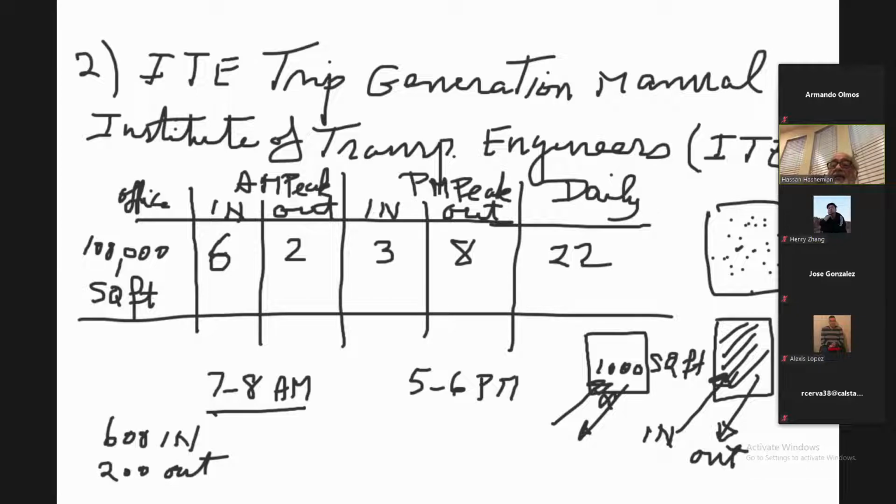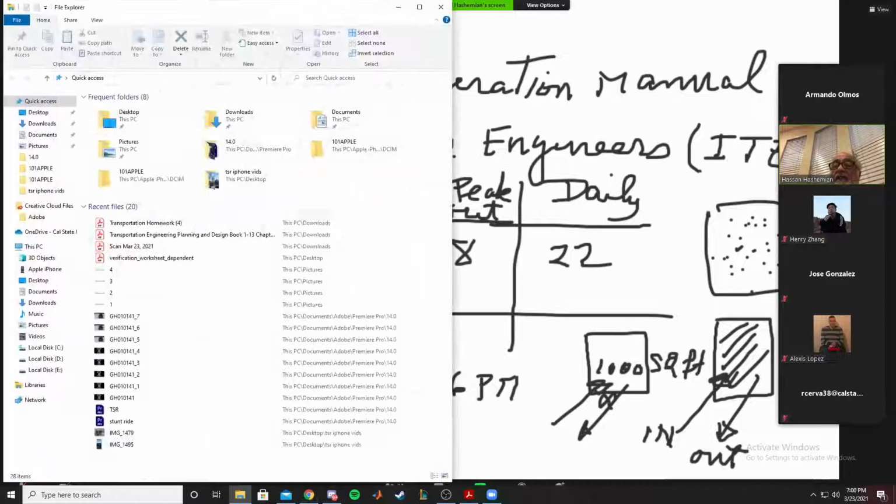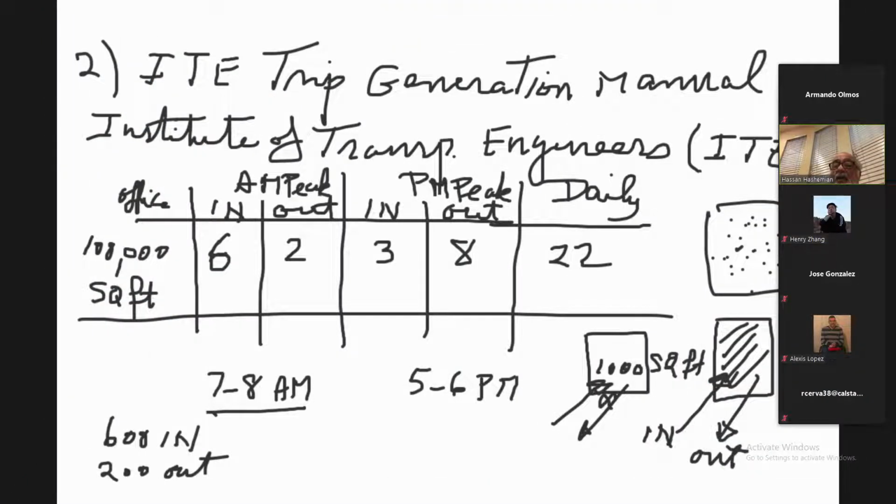And most of the analysis that we do, almost 80 to 90% of the modeling that we do, we use the ITE manual. So if you go to any traffic engineering consulting firm, or even go to the city or state, if you go to that division of planning, you will see that they have this book on the table because they use it all the time to forecast how many trips are being generated.